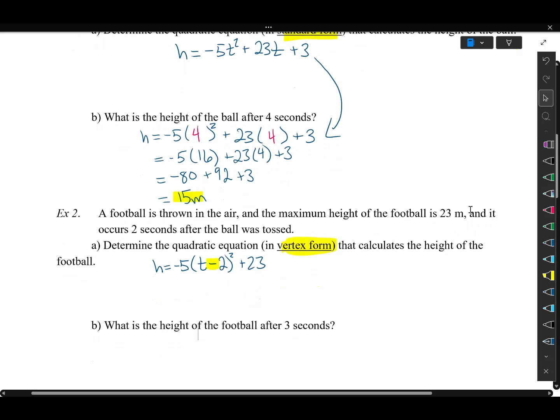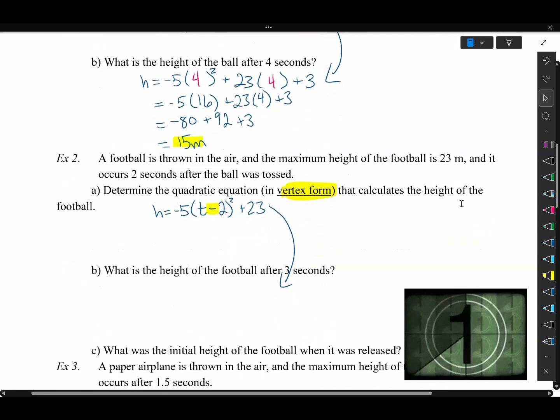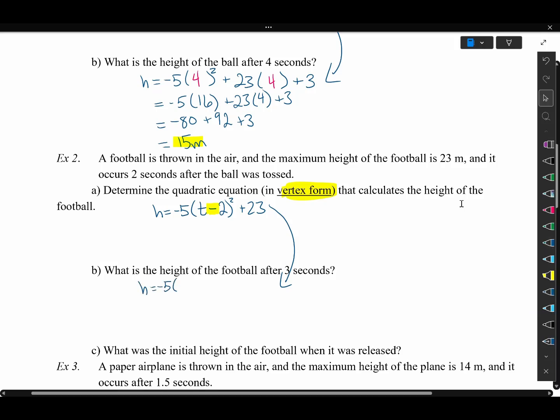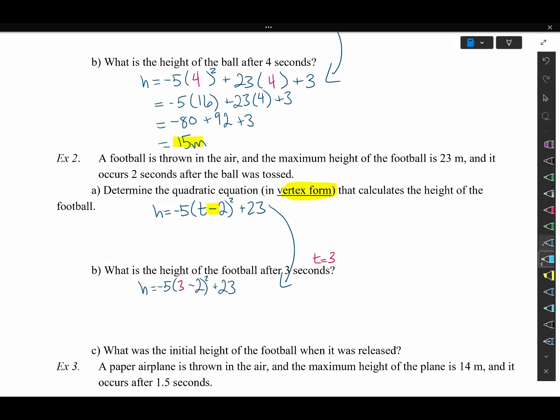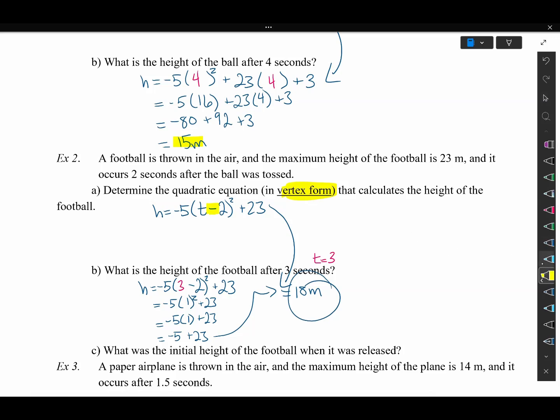All right, now, what's the height of the football after 3 seconds? Again, nothing new here. Pause the video, try it out, see how you did. Good, so we're working here with 18 meters. That's the height after 3 seconds. How do we know that? We substitute in the value, t equals 3. We put that in where t was. We performed our order of operations and followed our way through.